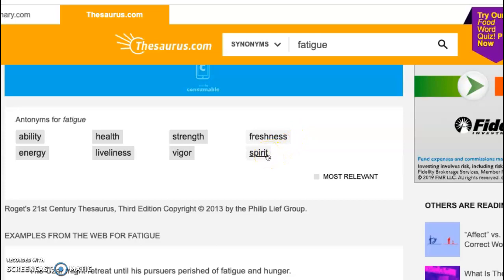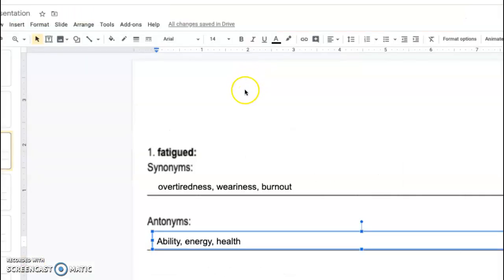Go ahead and pause the video and write down at least 2 words that are antonyms for fatigue. Okay, did you choose the same words that I did? I chose ability, energy, health. This is the opposite of being tired, burned out, worn down. Okay, let's go to number 2.